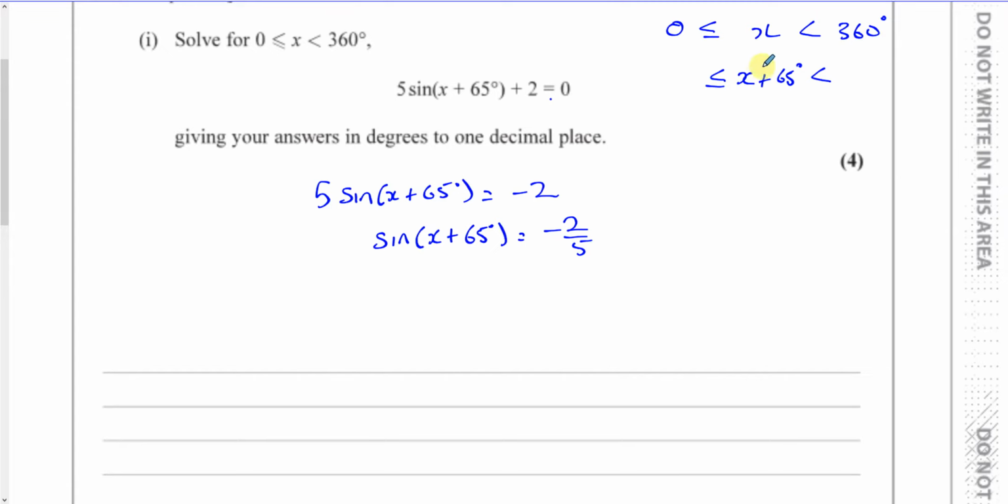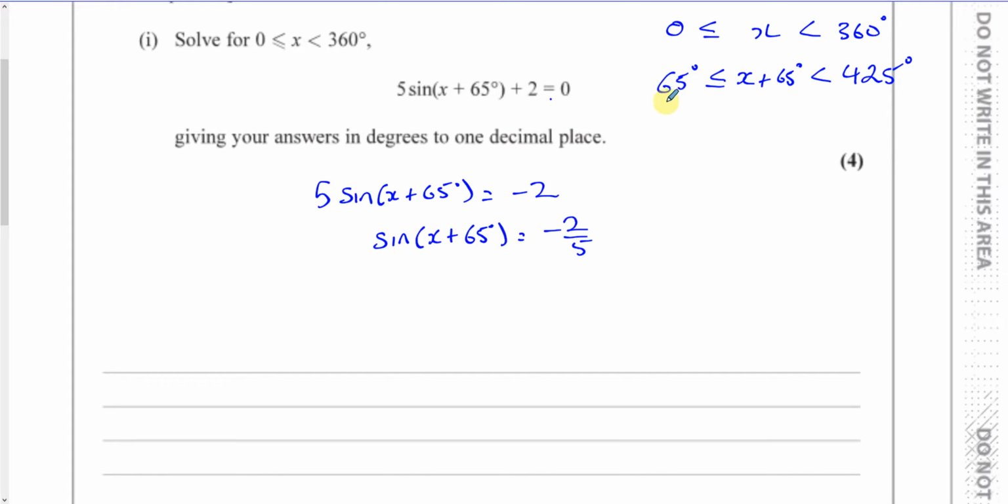So this is going to be 0 plus 65, which is 65 degrees. And this is going to be 360 plus 65, which is 425 degrees. Now, it's very important I do that so that I don't miss any of the solutions. If I leave it like this, I might miss some solutions which are actually going to become in our range once we've adjusted the answer at the end. Or I might leave out some solutions that might end up being in our range. Okay, so it's very important that we do this.